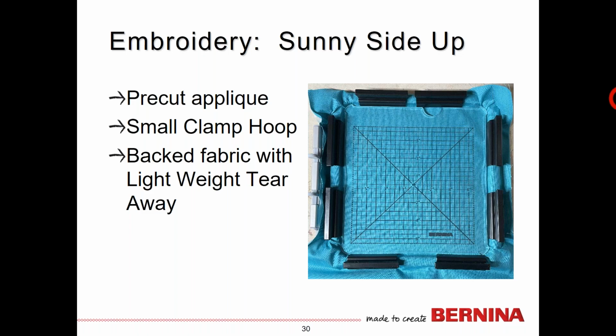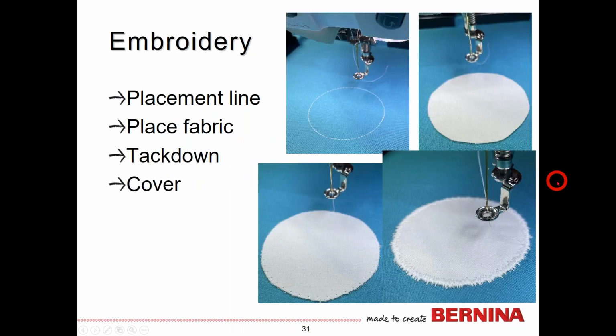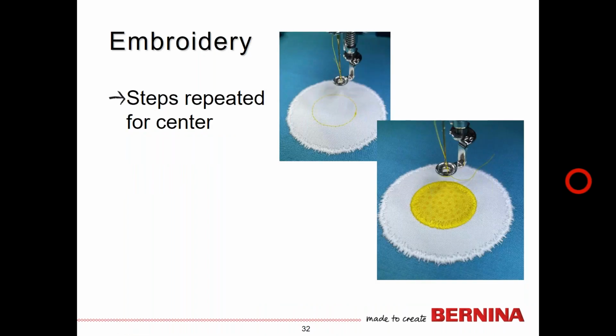This is a pre-cut applique design. I'm going to show you the sunny side up first. So I backed my fabric with lightweight tearaway and then put the clamps around the hoop. The placement line was stitched. I had pre-cut the applique shape and placed that on top of my background fabric. The tack down was stitched and then the cover. Next, the steps were repeated for the center. The placement line was stitched, then a tack down, and then the cover.